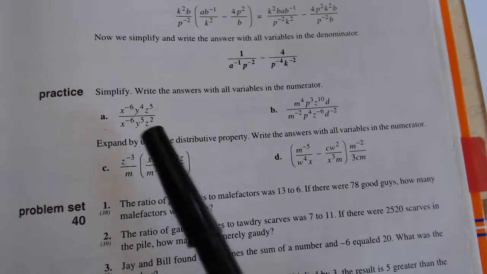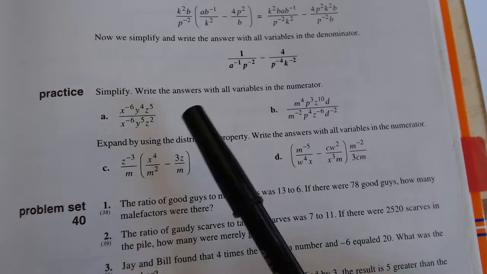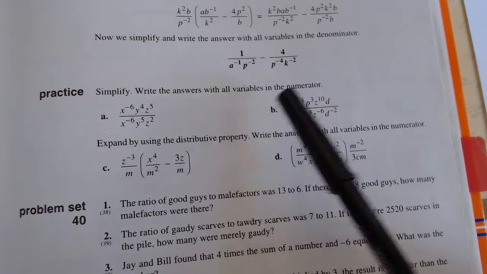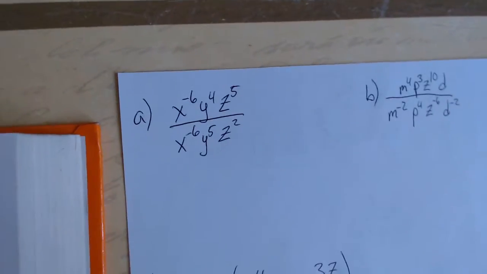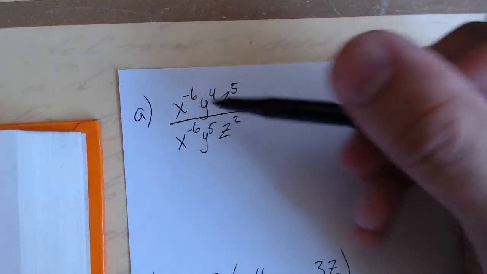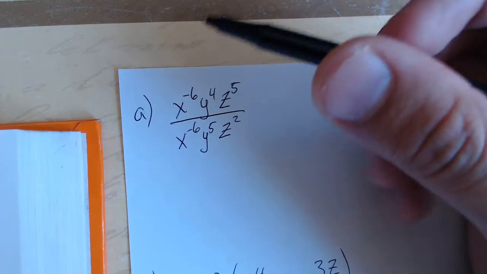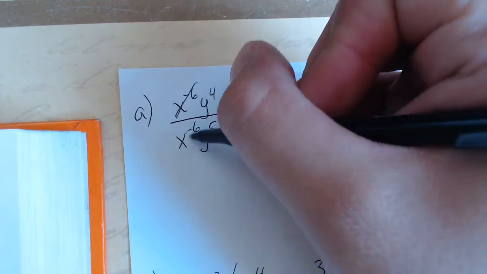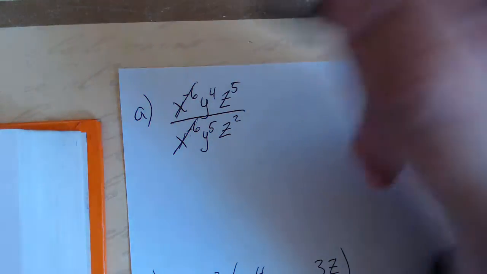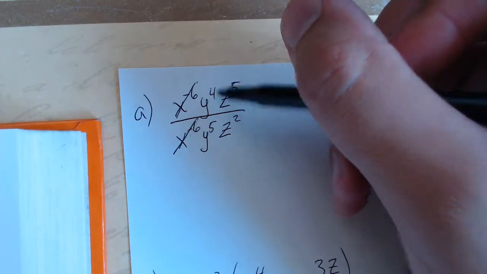So, first we have to simplify these two terms, and write the answer with all variables in the numerator, which means we can't have any numbers in the denominator. So, we'll start with A. Now, to simplify, we'll remember that if we ever have the exact same number on top of each other, that's equal to 1. So since we have x negative 6 over x negative 6, those can cancel, and they equal 1. Now, we have y^4 over y^5.